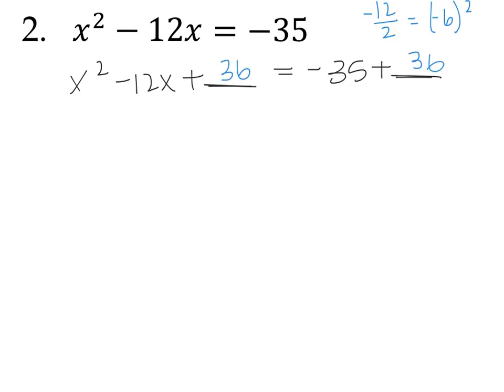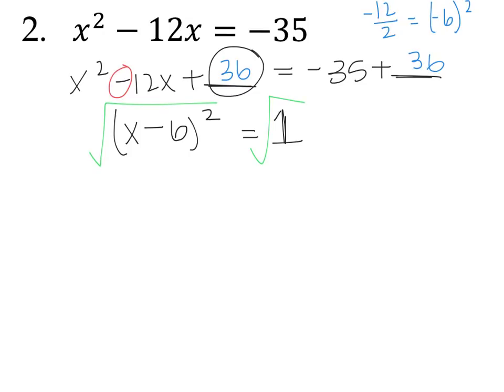Well, now we can go ahead and factor our left side and simplify our right side. So this will be x minus something, squared, equals negative 35 plus 36, which would be just plain 1. All right. Now our sign always comes from whatever the sign of our b is, so that's going to be minus. And then we take the square root of whatever our c is. Well, our c right now is 36, so square root that, that's 6. All right. Now we have something squared equals a number, so we square root both sides.